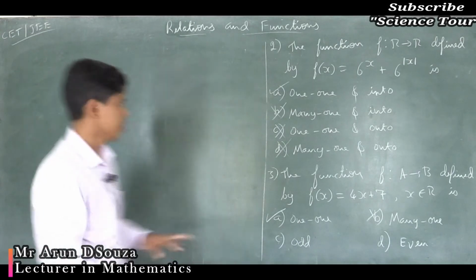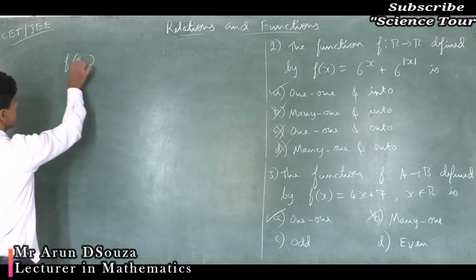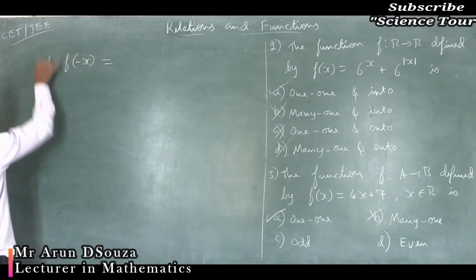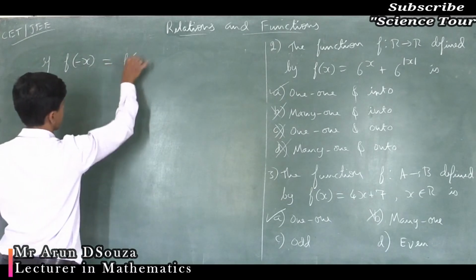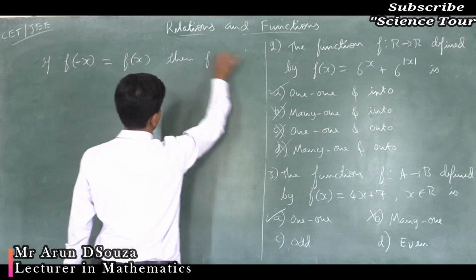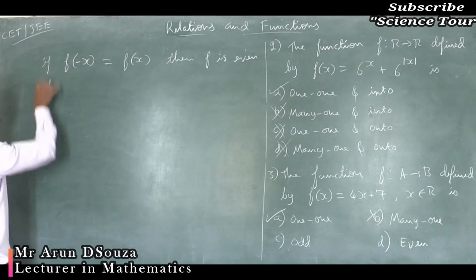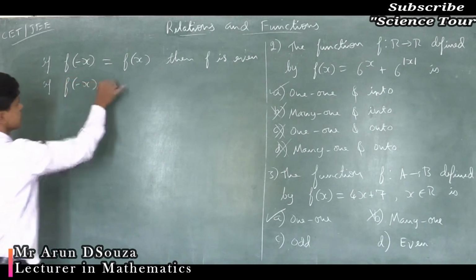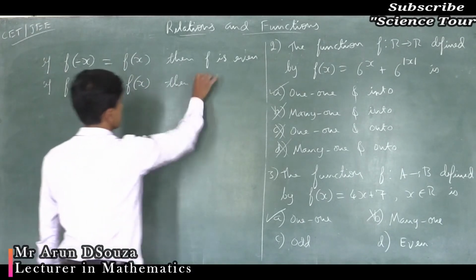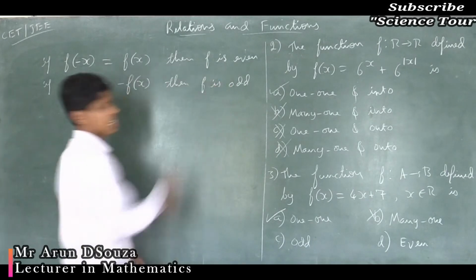First of all, you have the function f of x, and you need to consider f of minus x. If f of minus x is equal to f of x, then it is even. And what about odd? If f of minus x is equal to minus of f of x, then f is odd. The simple examples are sin x and cos x.